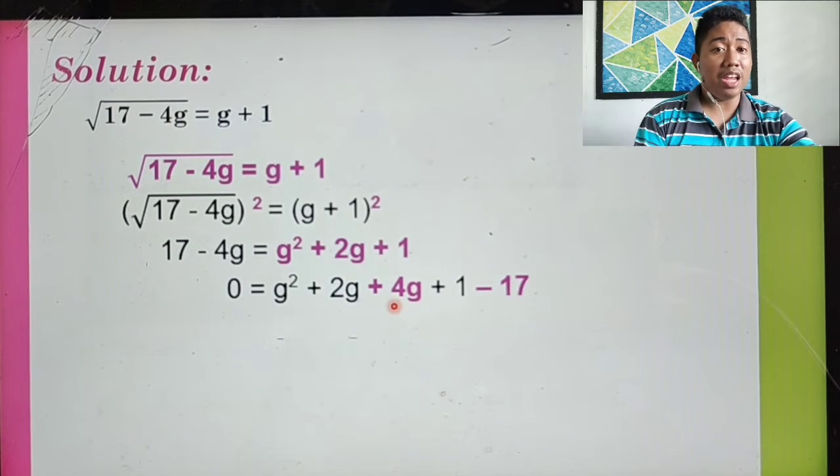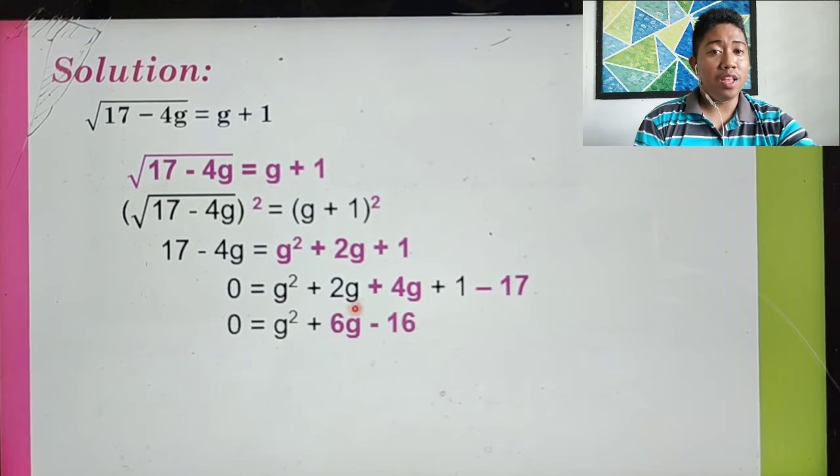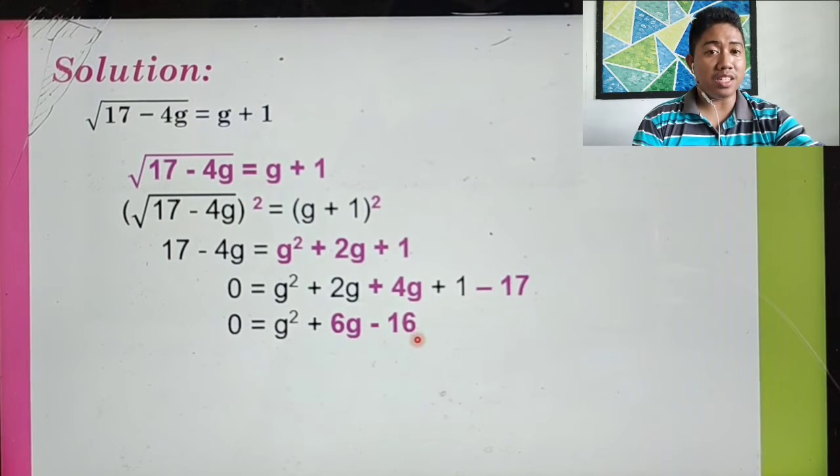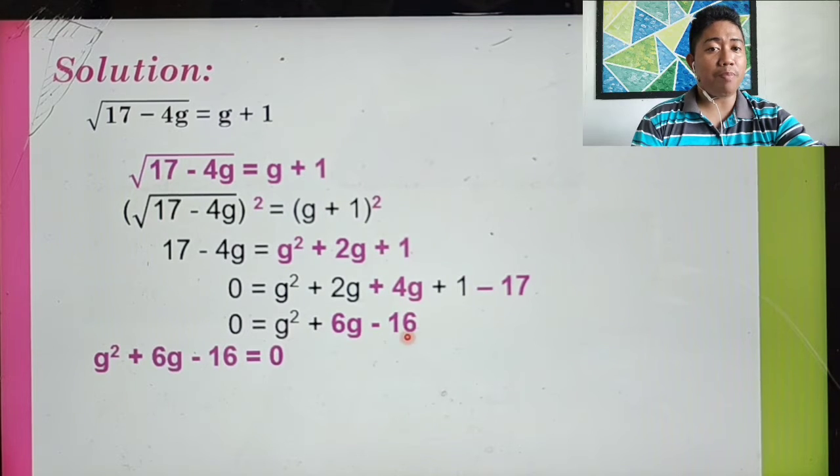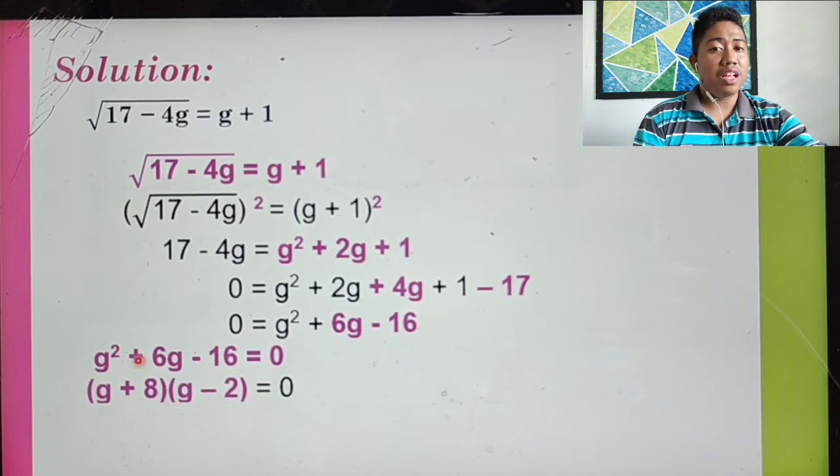And then simplify or combine like terms. So g squared, copy. 2g plus 4g becomes 6g. And 1 minus 17, the larger is the negative value, so it becomes negative 16. Okay? So we use the symmetric property of equality, so the 0 must be on the right side of the equation. And then we'll be able to factor this quadratic trinomial.